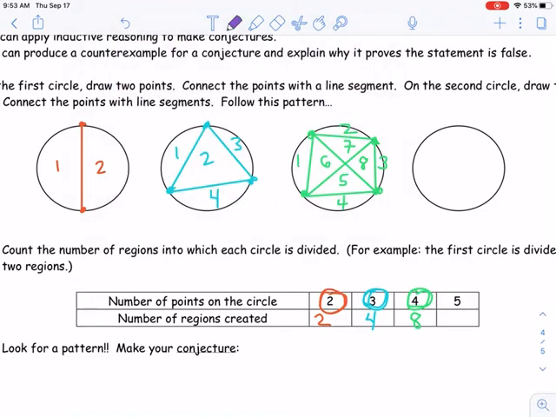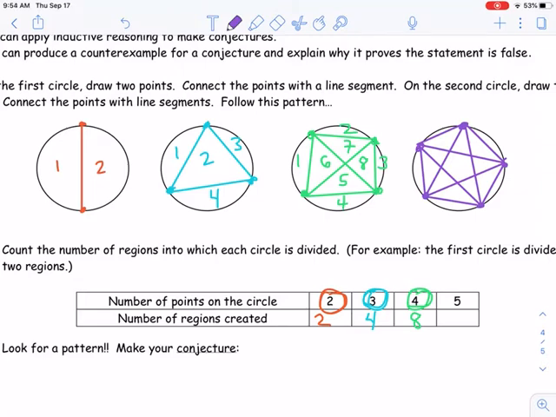5 makes a famous shape. What famous shape does it make? A star. Alright, so 5 dots, connect them all. Bloop, bloop, bloop. So it should look something like this. It also makes a pentagon. Why is it pentagon? Why is it not penta here?